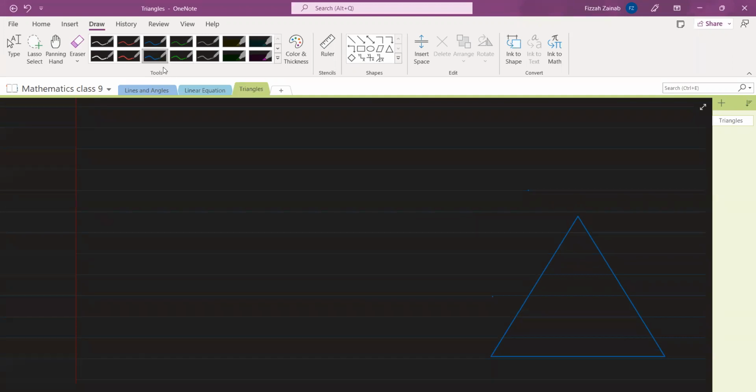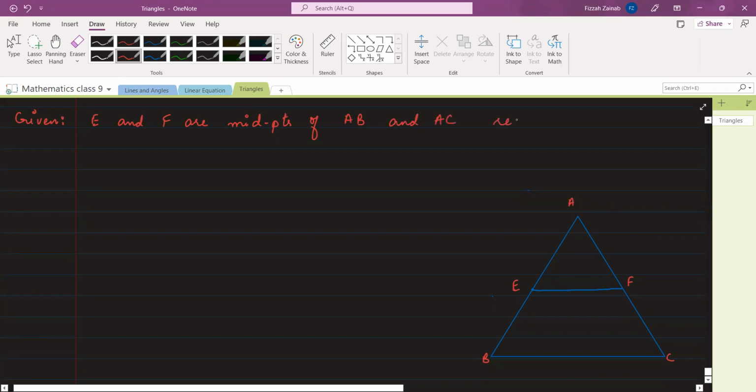Okay, this is the triangle I have drawn, and let marks the midpoint and make a line segment. So A, B, C, and E and F are the midpoints. So what is given? First of all, you write down. So E and F are midpoints of AB and AC respectively.